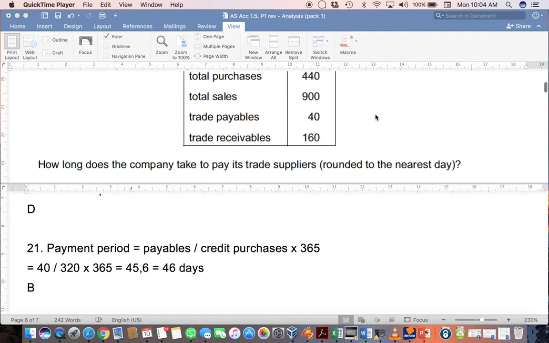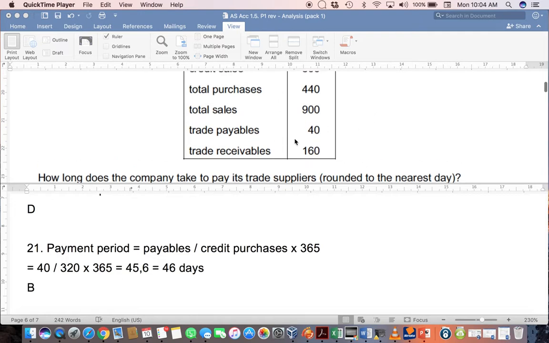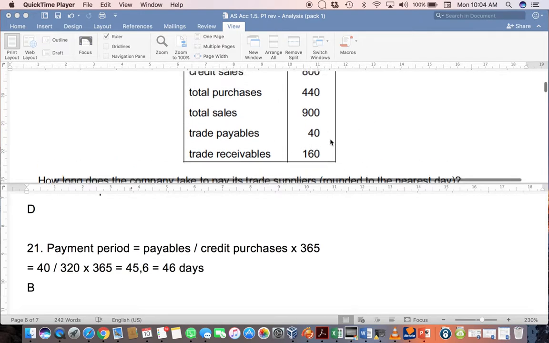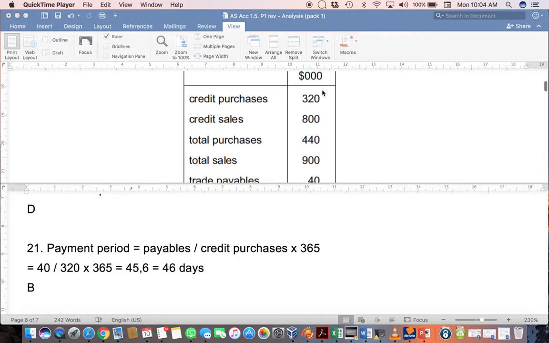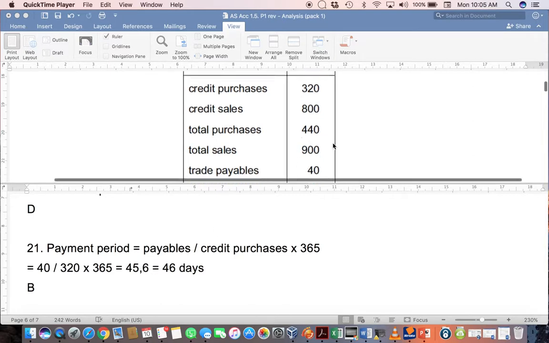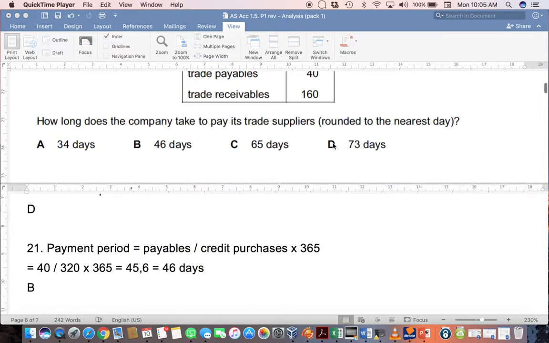So we go and we look for our trade payables, and you can see it's here. Trade payables is 40, and then we look for our credit purchases, and we can see credit purchases is 320. Everything else you can ignore. So 40 divided by 320 times the 365 days gives you an answer of 45.6 odd, and you then round that up to 46 days. You look at the options available to you, and B will be selected as your answer.